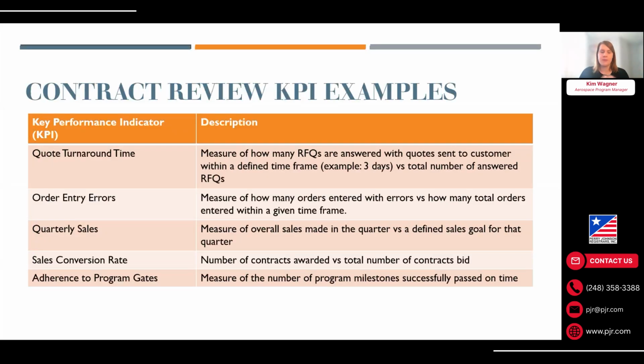Order entry errors would measure how many orders are entered with errors versus how many orders were entered overall. Quarterly sales: if you have a quarterly sales goal, did you meet that goal? Sales conversion rate, the number of contracts awarded versus the total number of contracts bid. Adherence to program gates. So let's say there's different program milestones for a contract. Are you passing those on time?